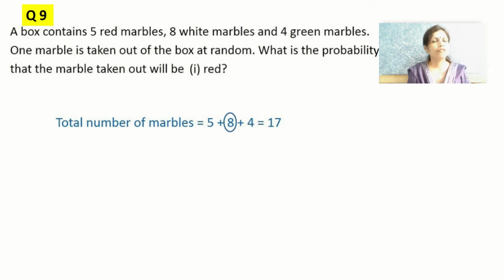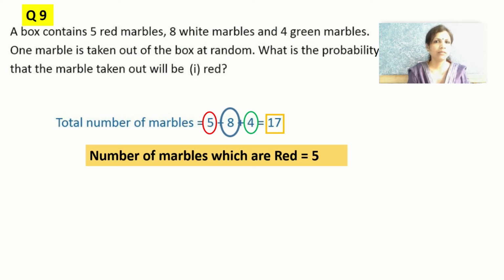To use the formula for finding the probability, we need total number of marbles. So let's first find out that. We have 5 red marbles, 8 white marbles and 4 green marbles. So total number of marbles in the box are 17. Since we have to find probability of getting a red marble, I'll write number of marbles which are red in color in the box is equal to 5.